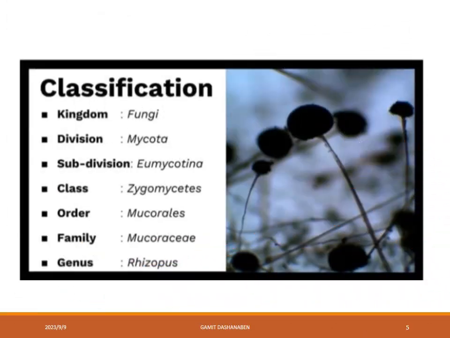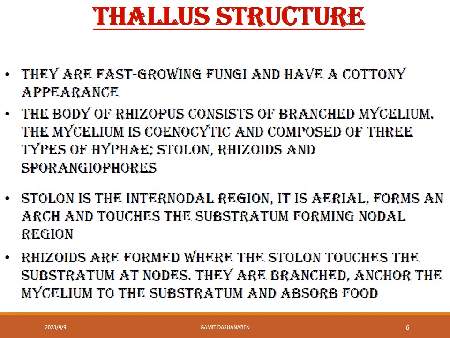Classification: Kingdom Fungi, Division Mycota, Subdivision Eumycotina, Class Zygomycetes, Order Mucorales, Family Mucoraceae, Genus Rhizopus. Thallus structure: They are fast-growing fungi and have a cottony appearance. The body of Rhizopus consists of branched mycelium. The mycelium is siphonaceous and composed of three types of hyphae: stolon, rhizoids, and sporangiophores.